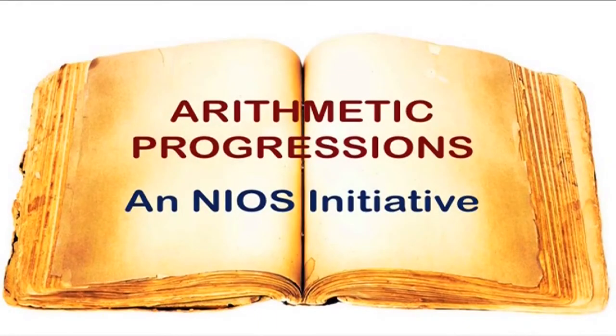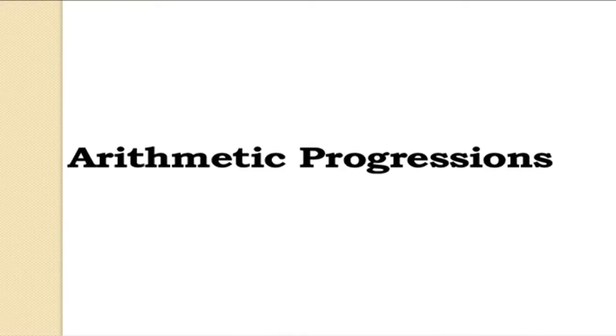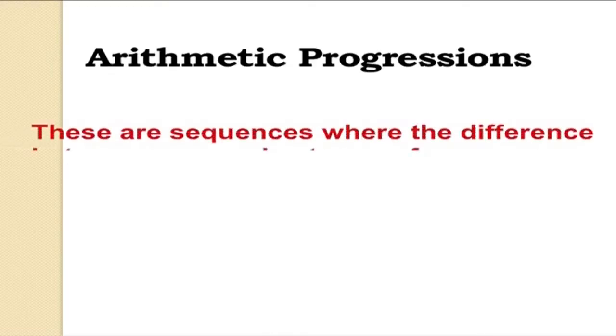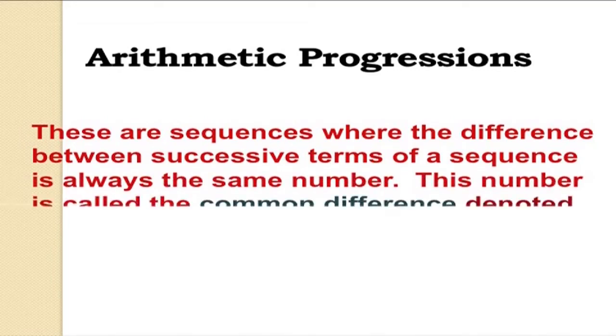Dear learners, you already know about the number patterns like odd number patterns, even number patterns, and triangular number patterns. Now we are going to study about the specific number patterns called arithmetic progressions. Arithmetic progressions are sequences where the difference between successive terms of a sequence is always the same number. This number is called the common difference and is denoted as d.